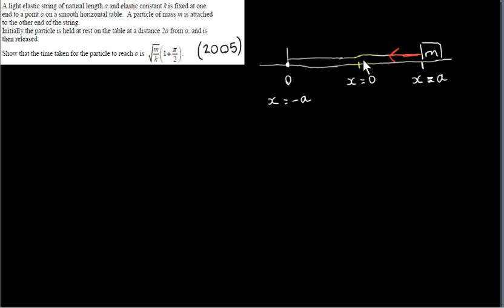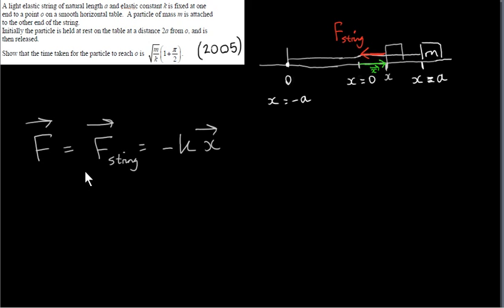So the mass is released, and we want to show that the time taken for the particle to reach point O is root m over k into 1 plus pi over 2. k is the elastic constant. That's analogous to the spring constant. We just refer to it as an elastic constant when we're talking about a string.